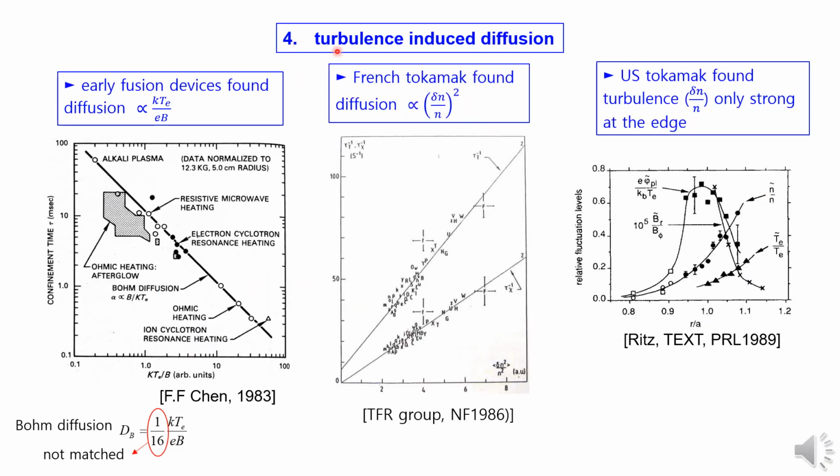Now we switch the topic to turbulence. Our goal is to understand how turbulence is generated and suppressed, but before this, we need to understand how turbulence induces diffusion. This textbook figure shows the diffusion of early fusion devices follows kT over eB, so-called Bohm diffusion, although this front constant is not always matched. And in the 1980s, European tokamaks found that the diffusion is proportional to the square of turbulence magnitude. US tokamaks found the turbulence is only high at the very edge of the plasma where the plasma and neutrals are mixed.